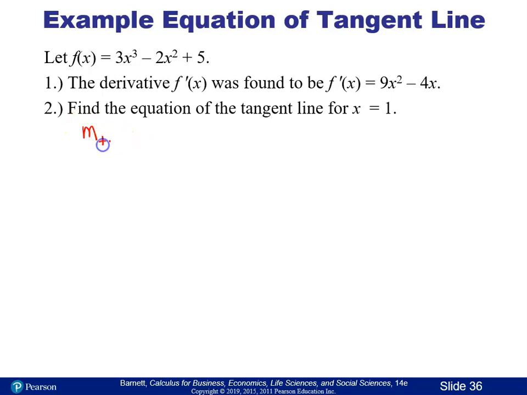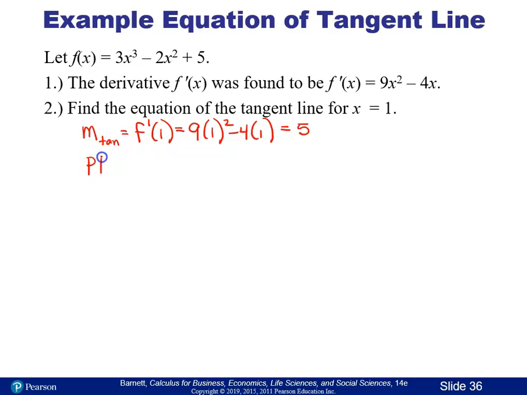Okay, so we want the slope of the tangent line. I'm going to get that by finding the value of the derivative when x is 1. So I'm going to plug 1 into the derivative. That'll be 9 times 1 squared minus 4 times 1, which is 5.